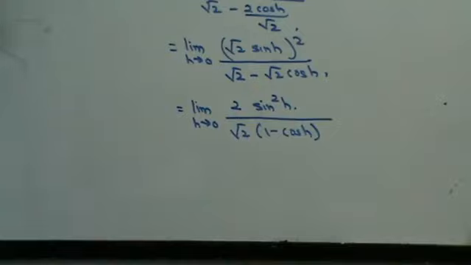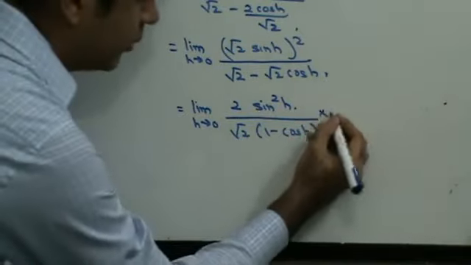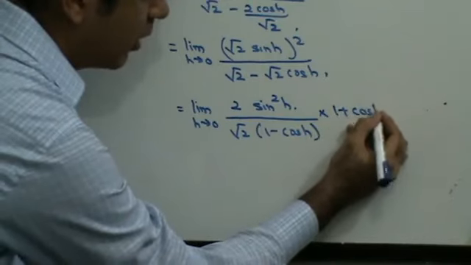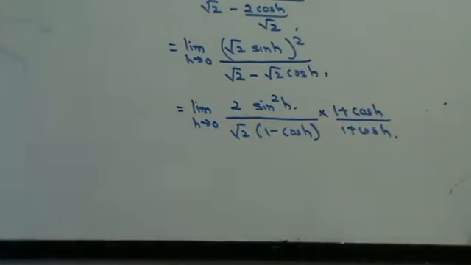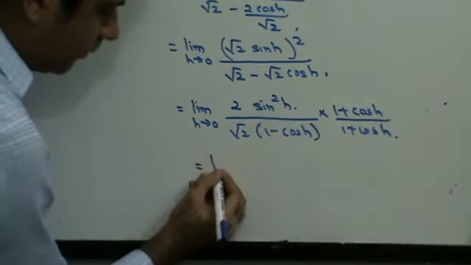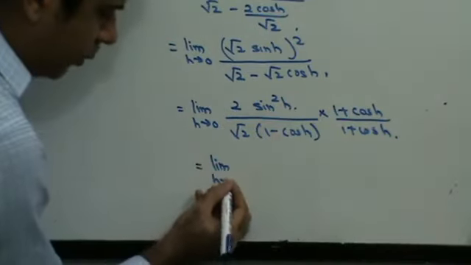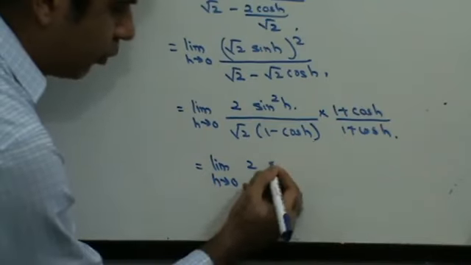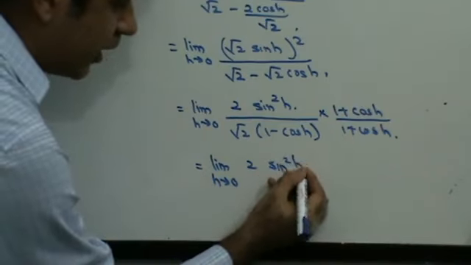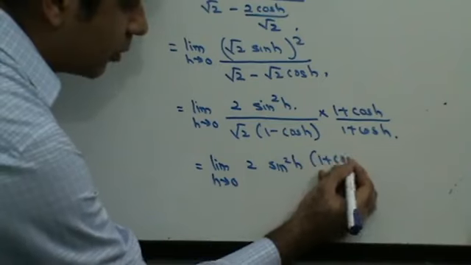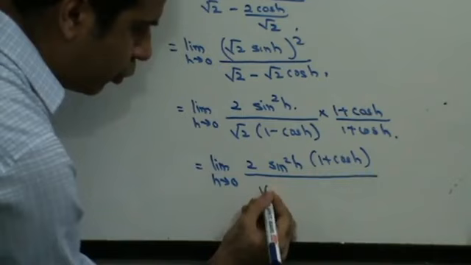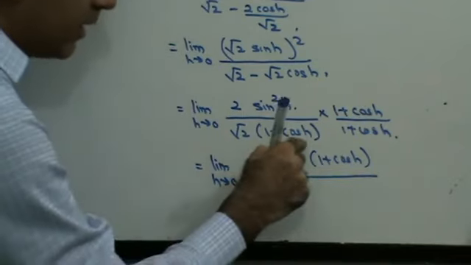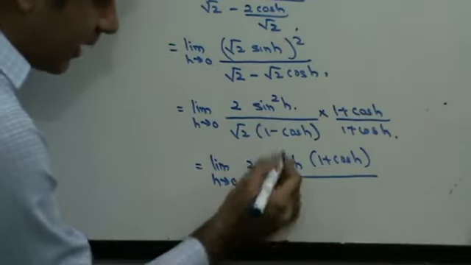Now since I have 1 minus cos h, I will have to rationalize to convert this into sin. So into 1 plus cos h, 1 plus cos h. I am rationalizing the denominator. Limit of h tends to 0, 2 sin square h, 1 plus cos h upon root 2, 1 minus cos h, this I could cancel. I will cancel this later.